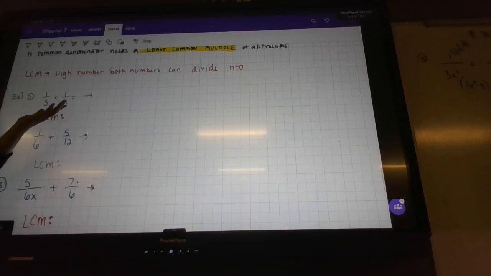3 times 5 is 15. That's one way to look at it. The common denominator would be 15 here. And that is called a least common multiple. That's a multiple of 3 and 5 that they have in common. So in order to turn 3 into 15, you would multiply the first fraction top and bottom by 5. And in order to turn 5 into 15, you'd have to multiply that second fraction top and bottom by 3.